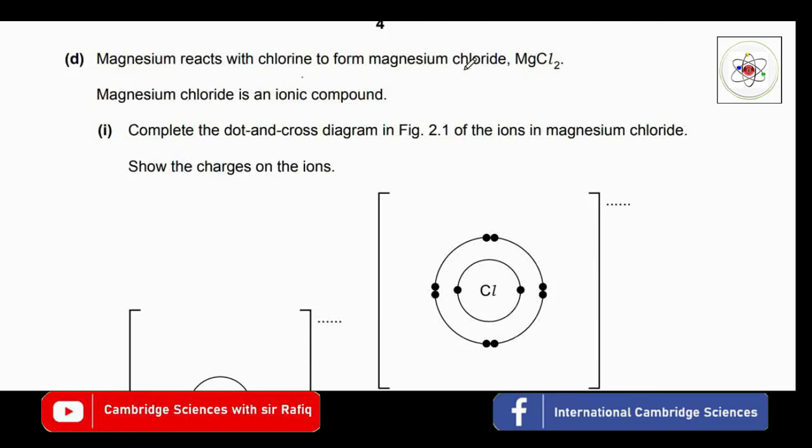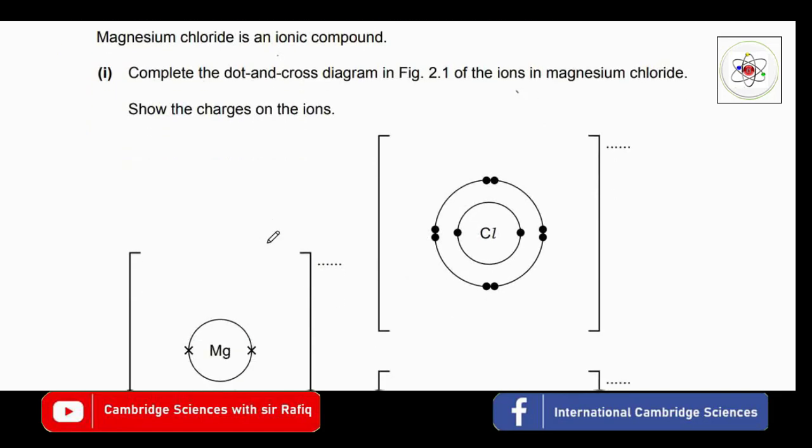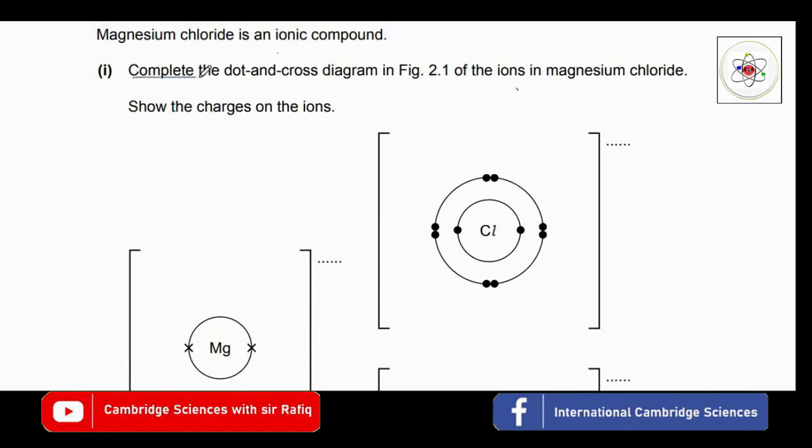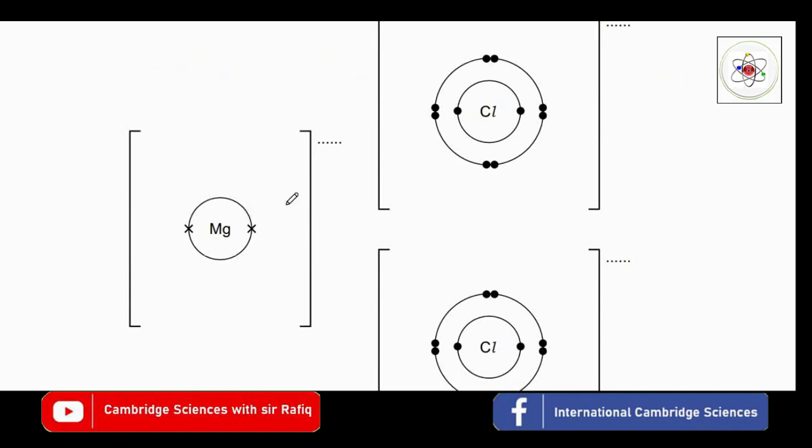Right, so moving on, part D of this question. Magnesium reacts with chlorine to form magnesium chloride, and this is the formula of magnesium chloride, MgCl2. Magnesium chloride is an ionic compound because obviously it is formed between a metal and a non-metal. So complete the dot and cross diagram in figure 2.1 of the ions in magnesium chloride. Show the charges on the ions. We have to complete the dot and cross diagram, and we have to show the charges on the ions. Okay, so just let us complete it first.